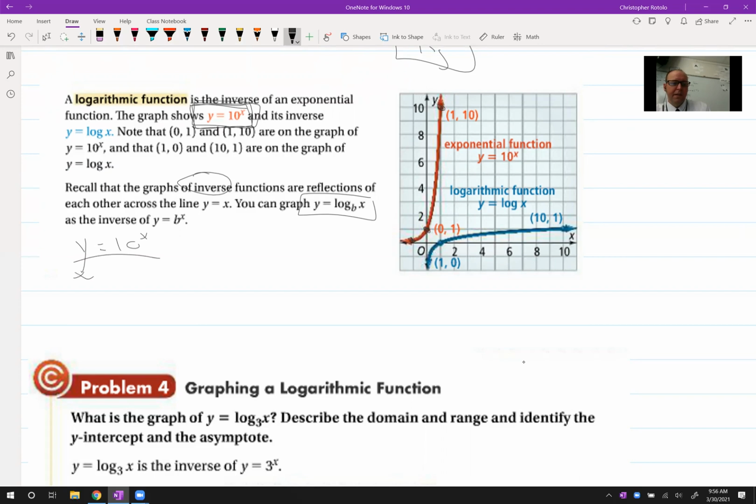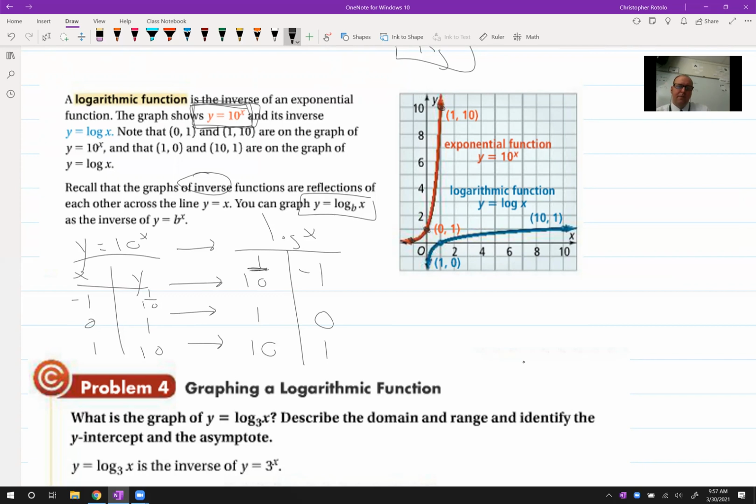So y equals 10 to the x power. And that gave me x, y. We said 0, 1. We said negative 1 gave me 1/10. And we said 1 gives me 10. So when I go to do the log function, I go through and I say 1/10 will give me -1. 1 will give me 0, and 10 will give me 1. Okay, so we're simply going to inverse all those points. And then that's how we graph the log function.